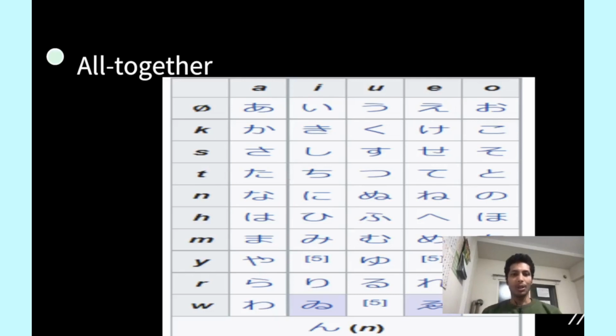We put it all together here for you to easily understand, and this information we got from Wikipedia. See, a, i, u, e, o.